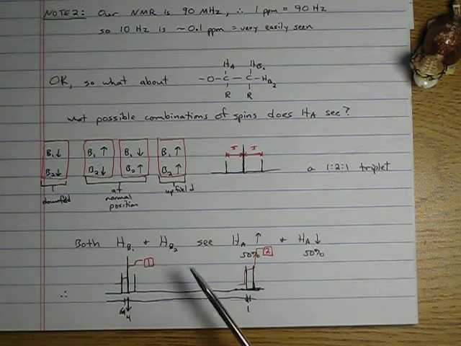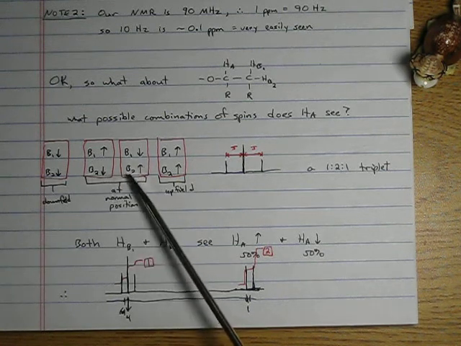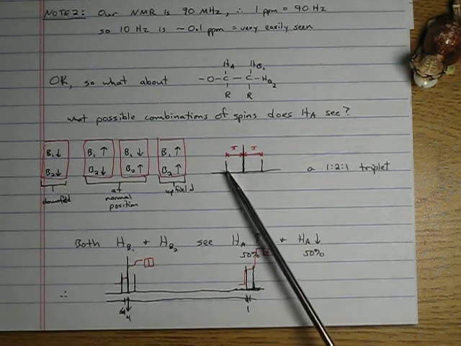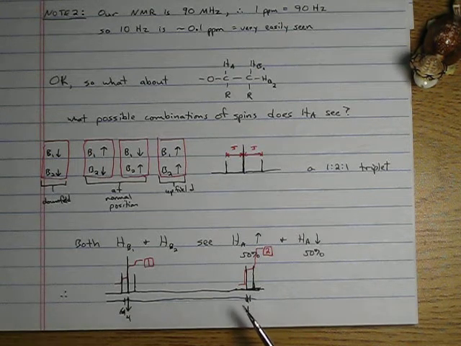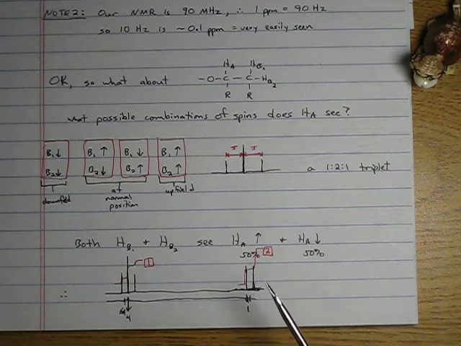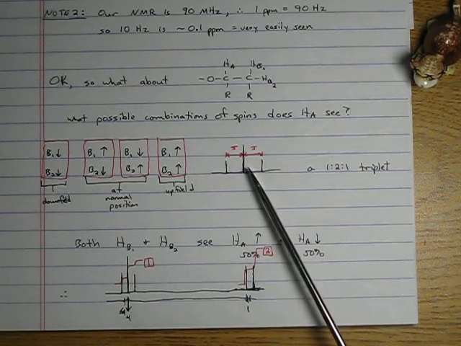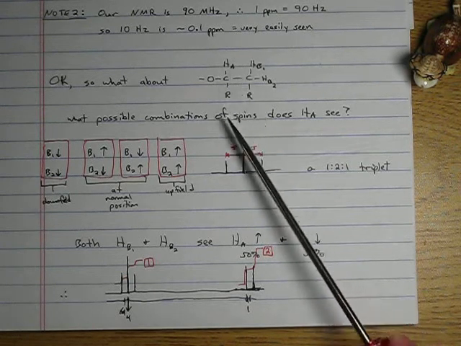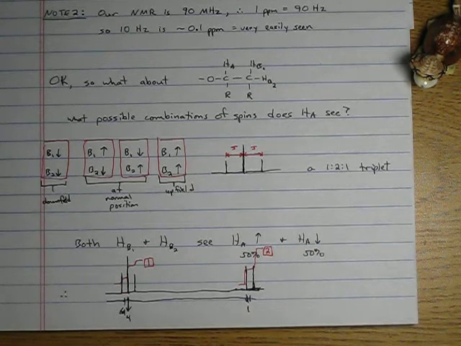So what does this mean? We have one situation where they're both down, two situations where one is down and one is up, and one situation where they're both up. We will get a 1 to 2 to 1 triplet due to this spin-spin splitting. This triplet is what proton A will be split into. A is split into a 1 to 2 to 1 triplet because there are two proton Bs next door.